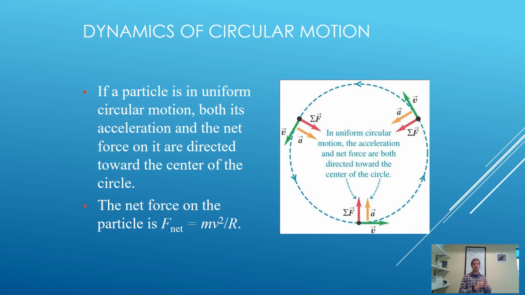And so for something in a vertical circle like this, you're going to see in the homework it gets a little tricky. Because when you're at the top of a vertical circle, tension is down, as is the weight of the object. Whereas when you're at the bottom of the circle, the tension is up and the weight of the object is down.